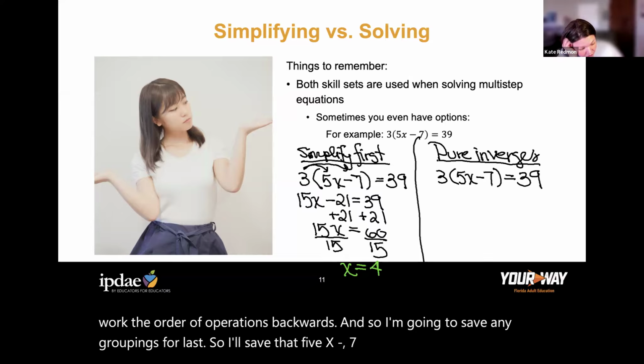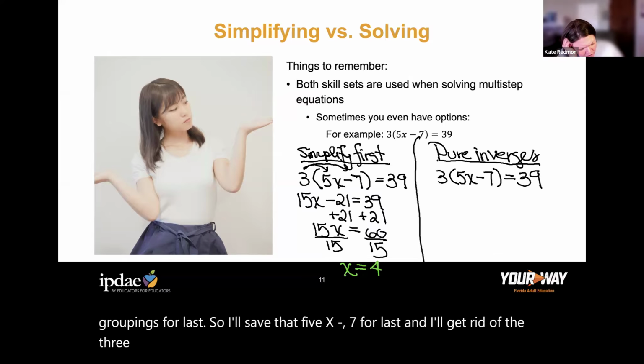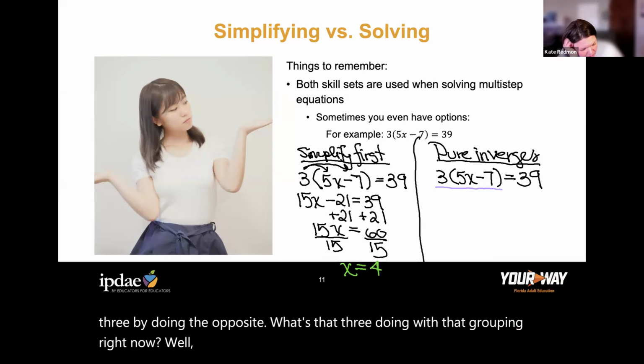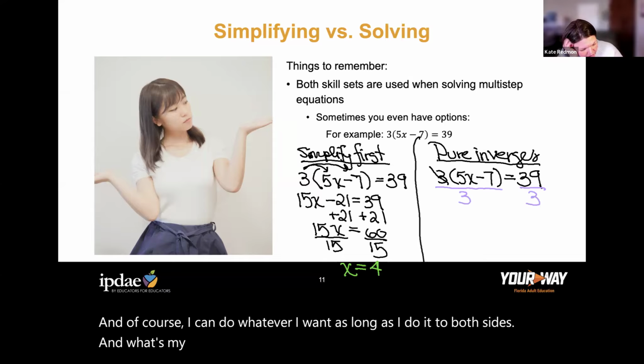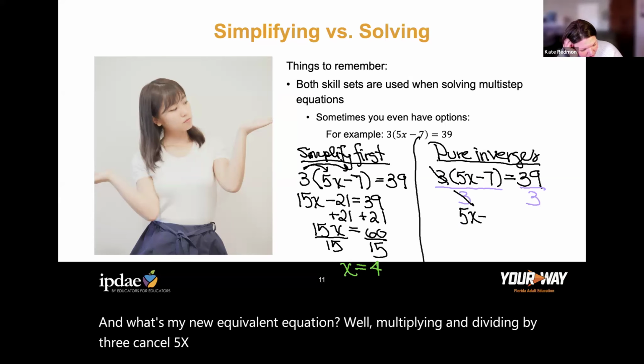And I'll get rid of the 3 by doing the opposite. What's that 3 doing with that grouping right now? Well, it's currently multiplying. So I'll do the opposite. I'll divide. And of course, I can do whatever I want as long as I do it to both sides. And what's my new equivalent equation? Well, multiplying and dividing by 3 cancel. 5x minus 7 is alone just like I wanted. Look, I freed the grouping. And 39 divided by 3 is 13.